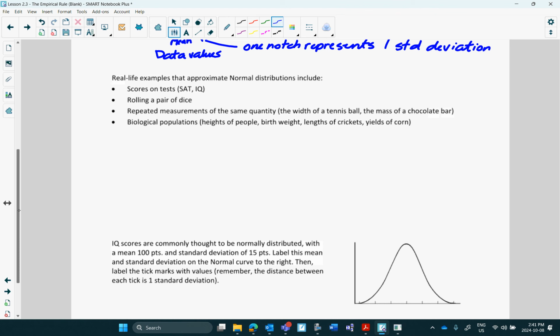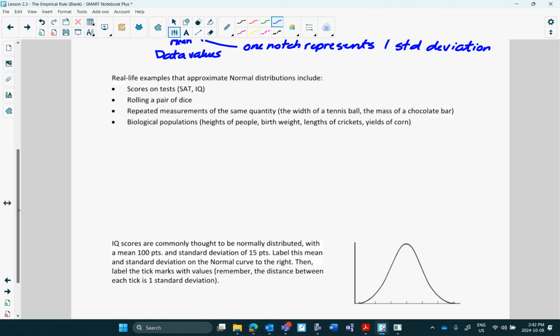Anything that we repeatedly measure, which is often done, I'm sure you do that in science, you measure things more than once to get the best measurement that you can. Well, if you measure things a bunch of times, chances are half the time your measurement is going to be a little high, and half the time a little low. And if you graph that, it's going to look like a normal distribution.